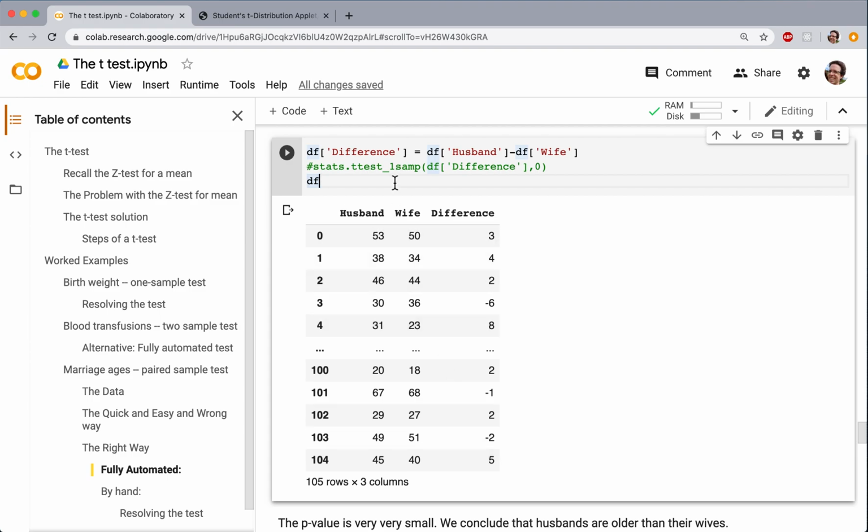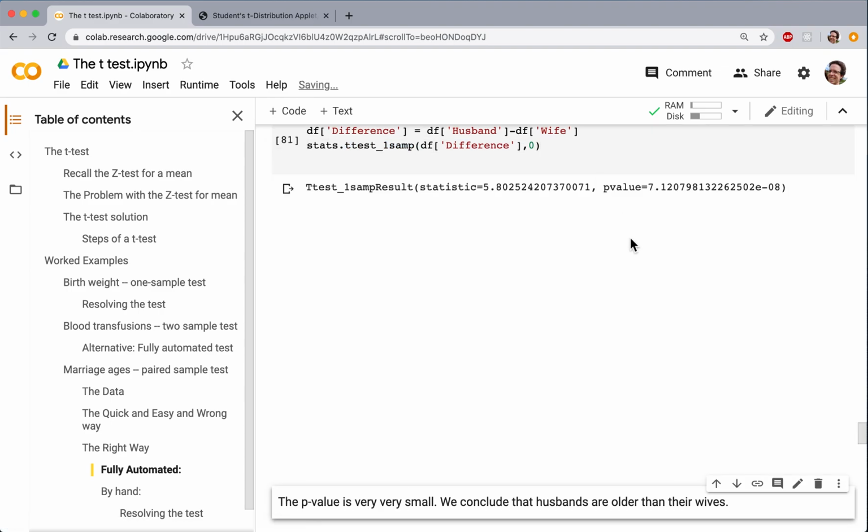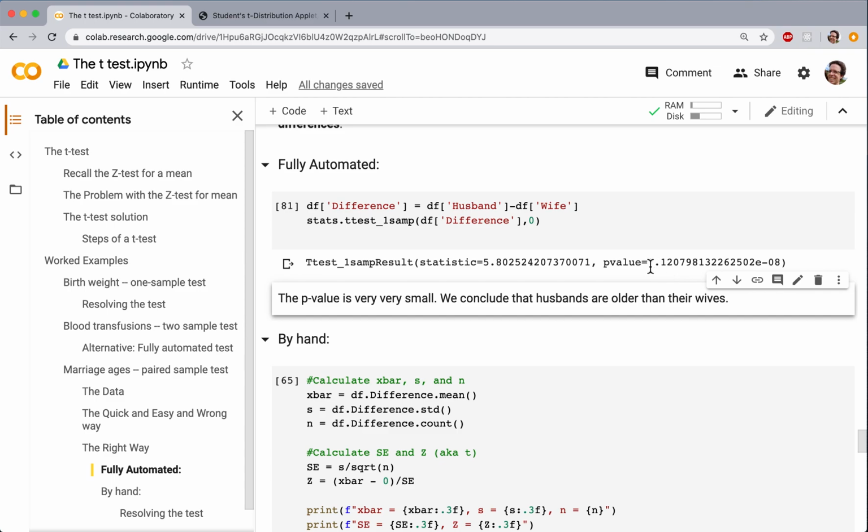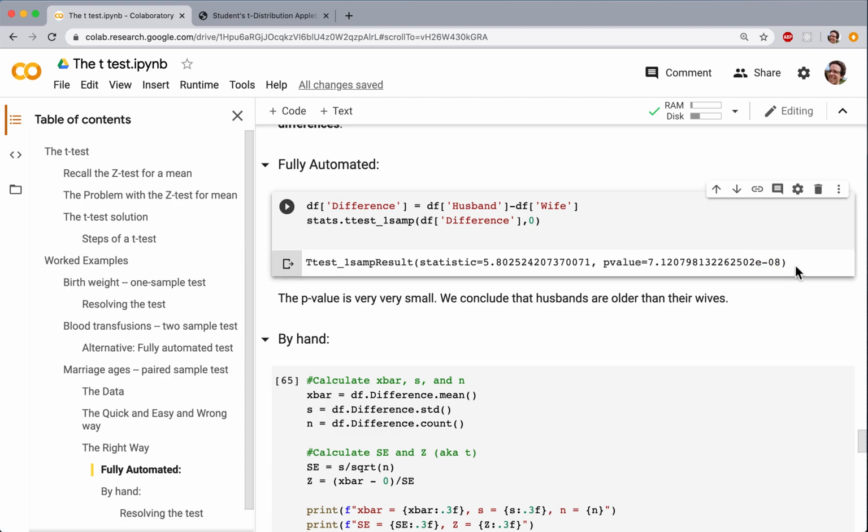So if we calculate this difference column, then we can perform a one sample t-test for the difference column by comparing it to 0. And what will we get? We'll get a p-value of 7. Wait a minute, 7? How can 7 be a p-value? Oh, wait, it's not 7. It's 7.12 times 10 to the minus 8th power. This is a tiny, tiny number.